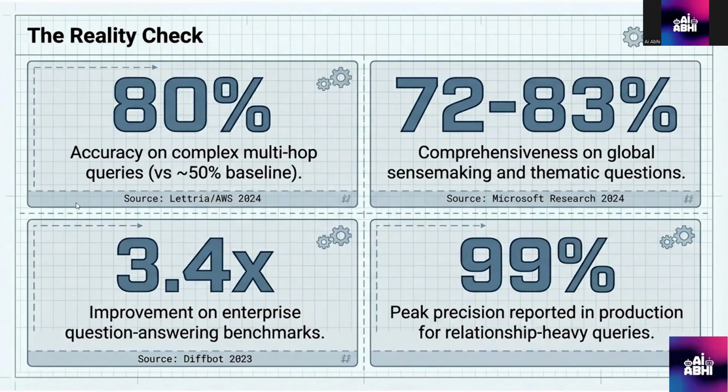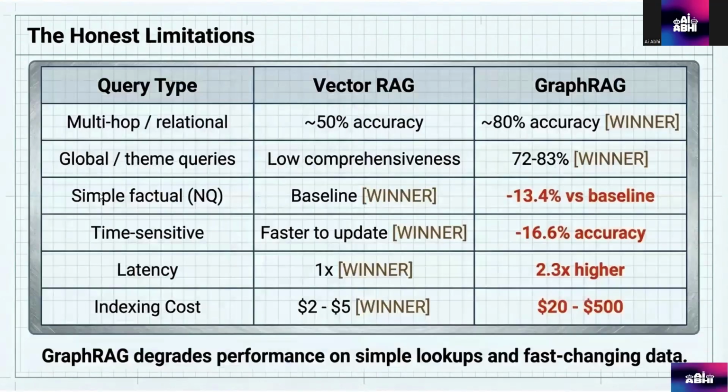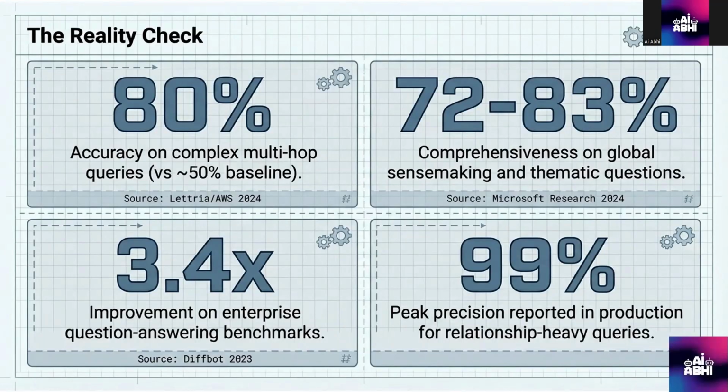So where GraphRAG wins is in global queries. Microsoft's research showed a 70 to 80% comprehensiveness win rate on global sense-making questions versus substantially lower scores for baseline vector RAG. Second is multi-hop accuracy: 80% accuracy on complex multi-hop queries versus 50% for traditional vector RAG.